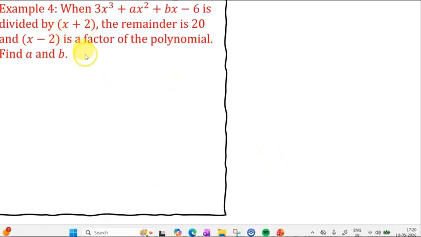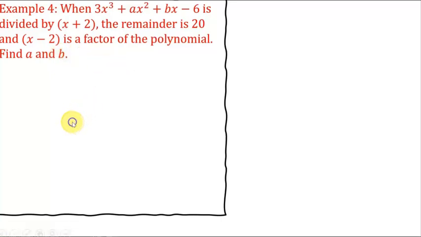Next example, 3x cube plus ax square plus bx minus 6 is divided by x plus 2, the remainder is 20, and x minus 2 is a factor of the polynomial. Find a and b. Now here when it is divided by x plus 2, the remainder is 20, means what? Value of the polynomial at x is equals to minus 2 is 20. Now when it is divided by x minus 2, the value of the polynomial is 0.